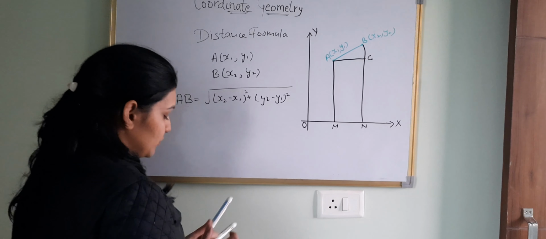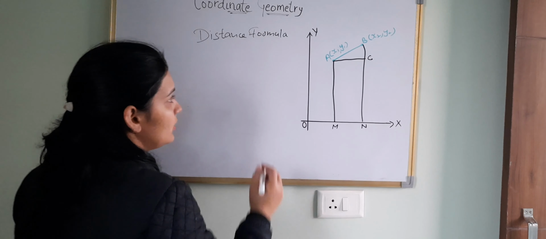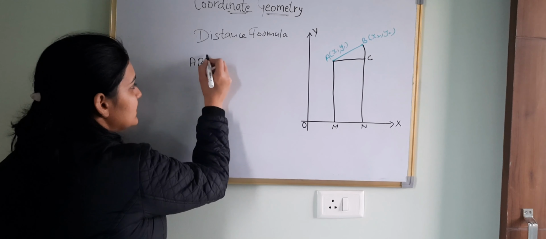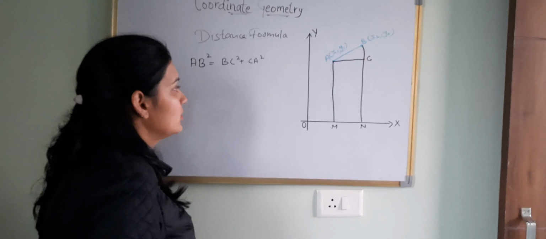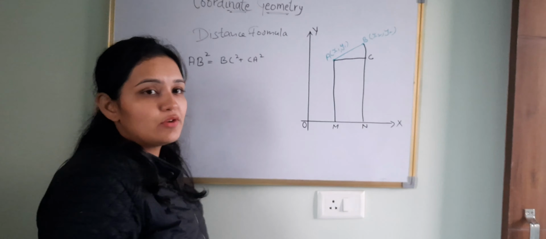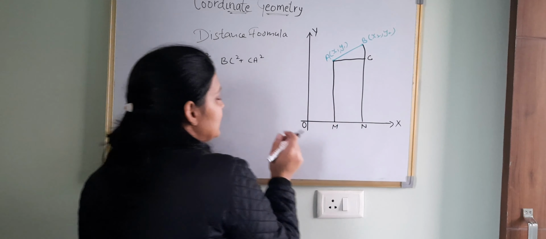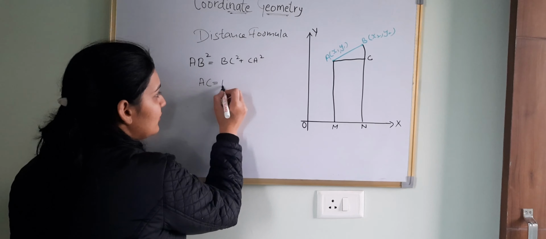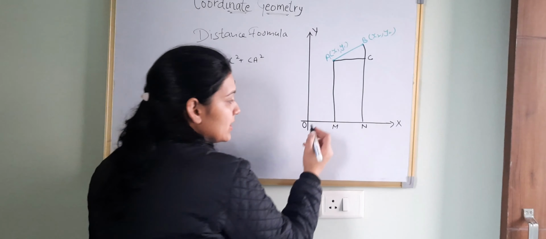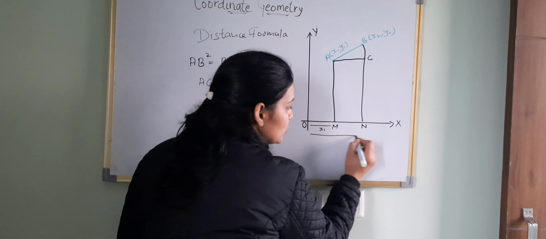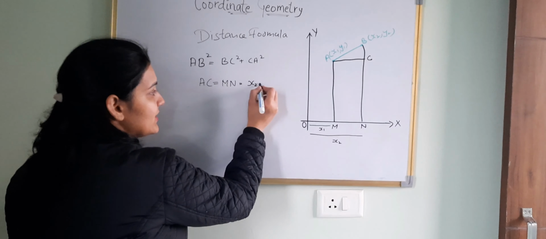So if we see, what does your Pythagoras theorem say? AB square is equal to BC square plus CA square. But we don't know any one of the values from here. Okay, so let's find. See, your AC will be equal to MN. And what is your MN here? This distance is x1 and this is your x2. So what will your MN be? It will be x2 minus x1.